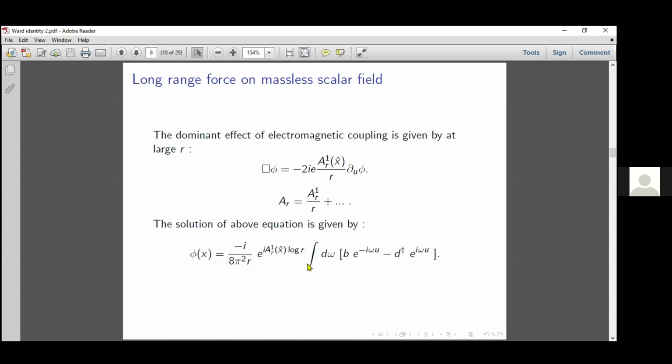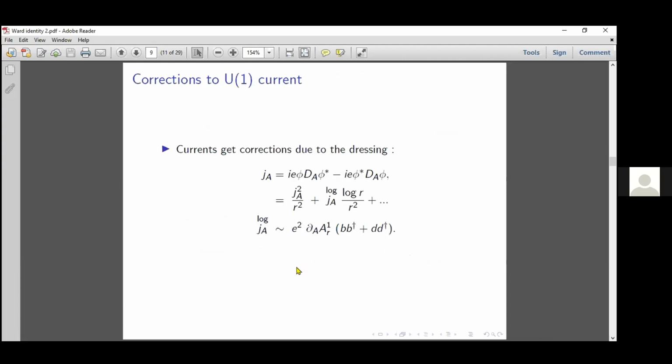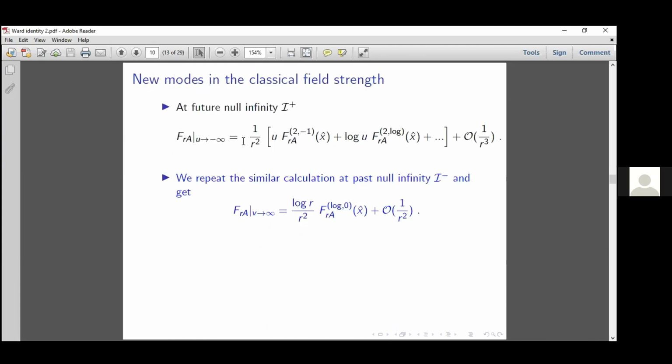Now we can write down the solution to this equation. It takes the following form. b and d dagger represent the free scalar data, and we see that the effect of the electromagnetic coupling is to introduce a logarithmic dressing of the free data, of the free scalar. Okay. Now we can show that the effect of this dressing is a new logarithmic term in the U(1) current. The U(1) current gets modified, and there is a new logarithmic term which depends on the dressing. Now we will find the radiative field that is generated by the above current, taking into account this correction. And we show that at future null infinity, there is a log u mode in the field strength.